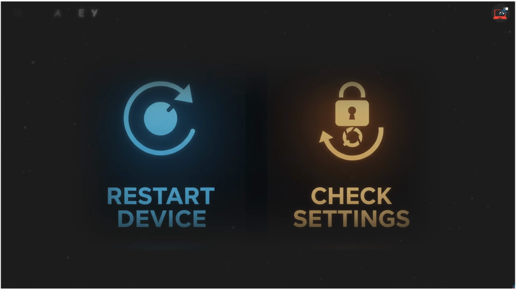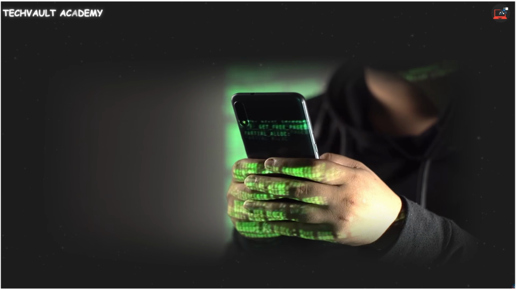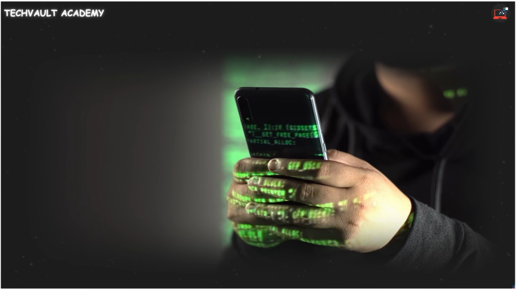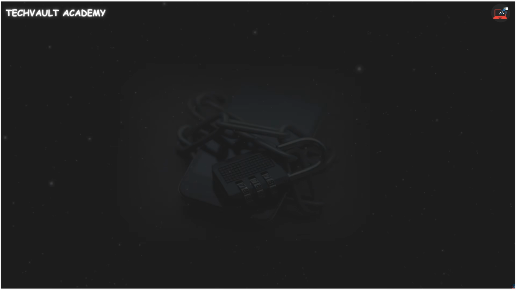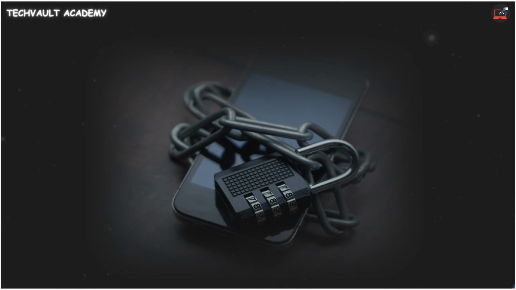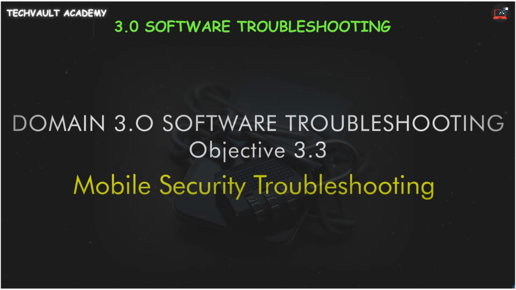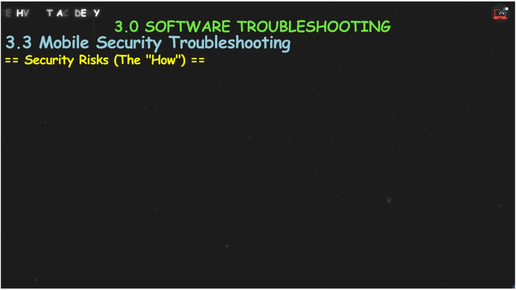While a simple restart or checking the rotation lock can fix many common mobile glitches, sometimes the problem is more malicious. Your phone contains your most sensitive data, making it a prime target for attackers. Now we're going to cover how to troubleshoot security issues. This is your rapid-fire review of Objective 3.3. First, let's look at the root causes of security problems.